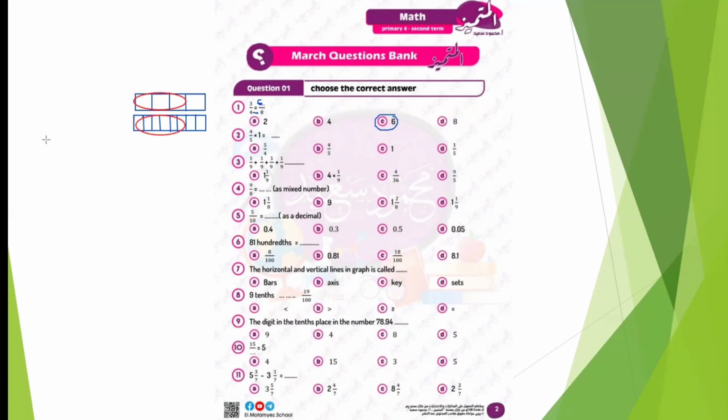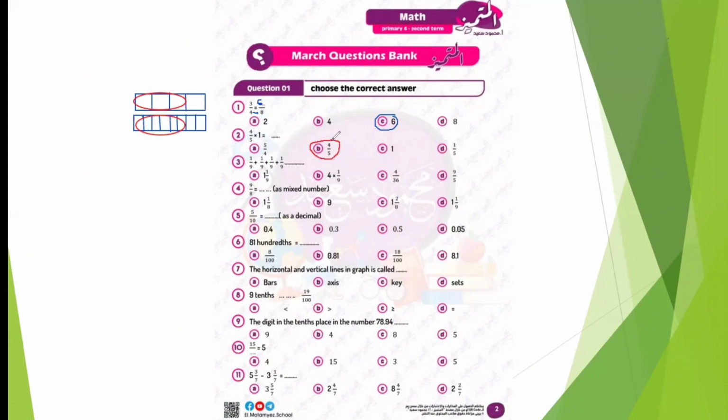2. 4 over 5 times 1. Any number times 1 equals the same number. The 1 is like a mirror. When someone looks in the mirror, they find themselves. Also, any number or any fraction or any decimal number multiplied by 1 will be the same. So the answer is 4 over 5.